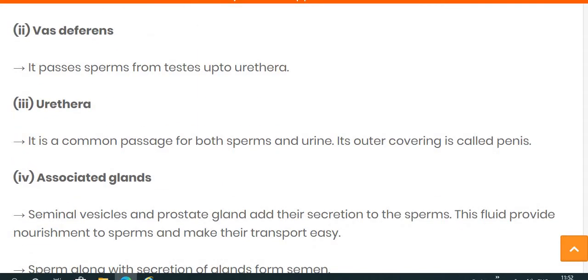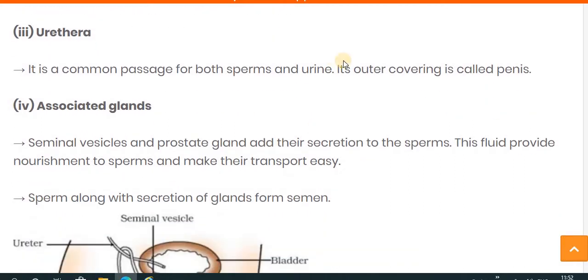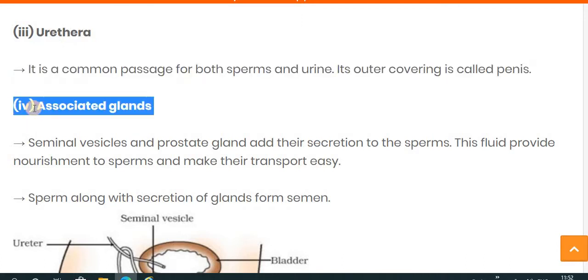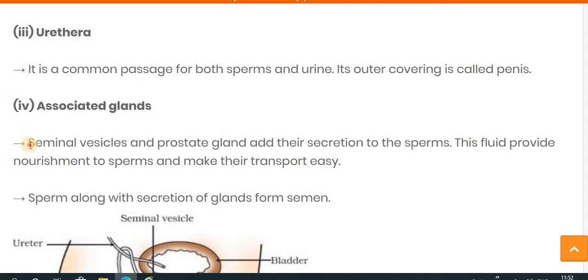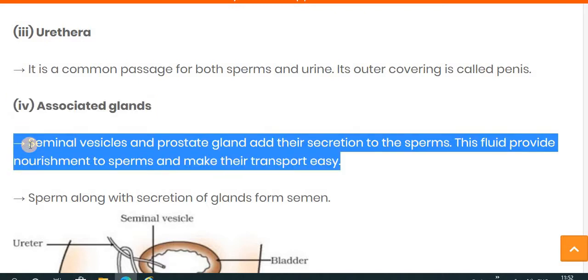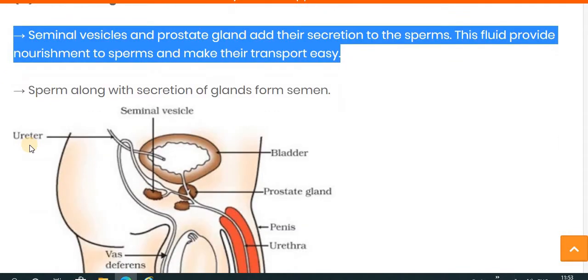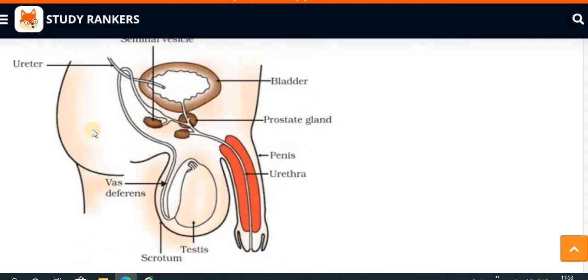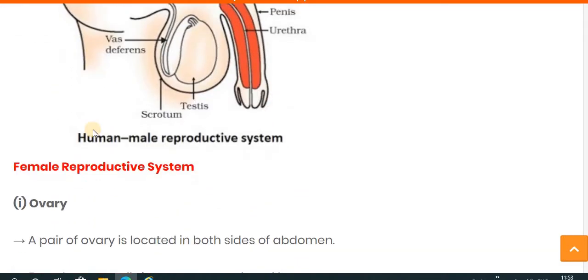And the other parts of the male reproductive system: the vas deferens, which passes the sperm from the testis to the urethra. The urethra is a common passage for both sperm and urine. Its outer covering is called the penis. And then the associated glands, the seminal vesicle and the prostate gland. The function of both is the secretion of a fluid that provides nourishment to the sperm and makes the transport easy. And then we see the figure of the human male reproductive system.